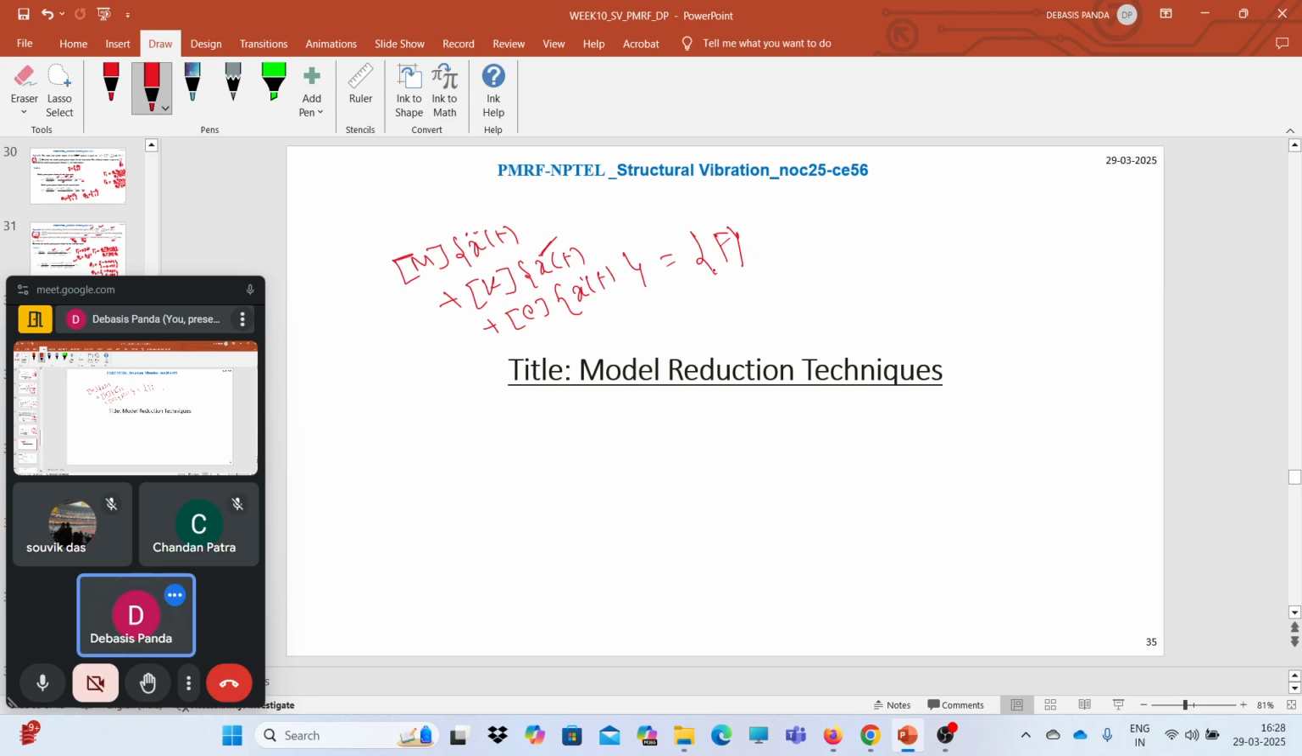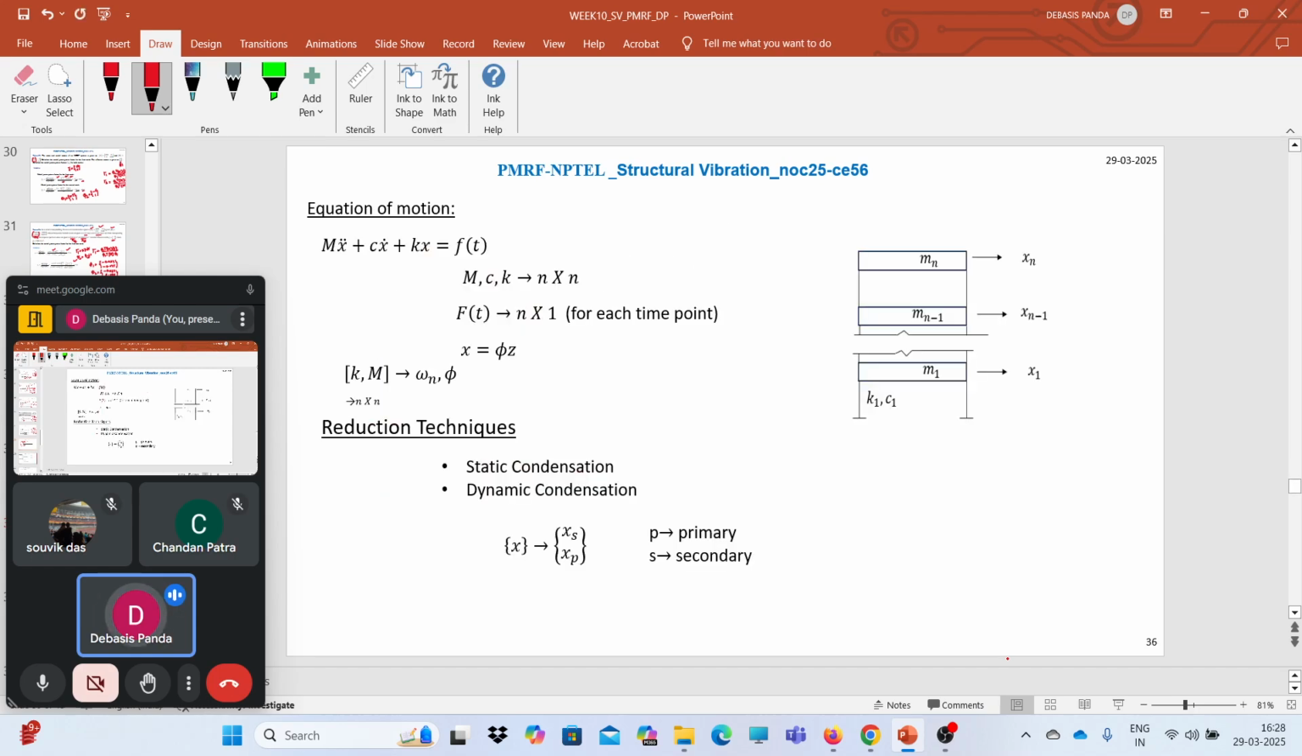Now here, this M, K and C are all matrices of size n cross n, where n is the degrees of freedom. That n can be like 3, can be 30, can be 300, right? Now think of a matrix with more than 30, 40, 60 elements. For these systems, it will be hard to solve.